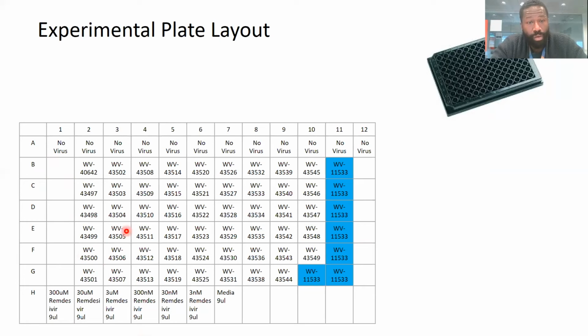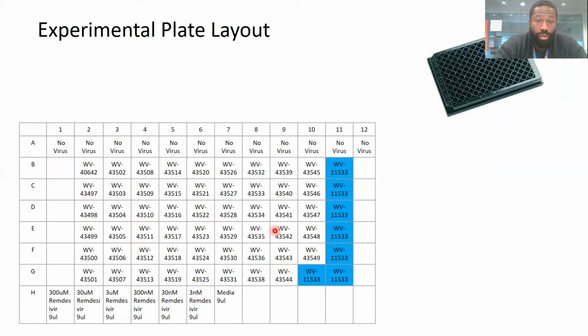They'll grow for a bit, then I add the compounds, with the pieces of DNA in them, so they can hopefully absorb them. And then on the penultimate day, I will infect with virus. I will infect with COVID. Besides the wells at the top, I would infect every well with virus.